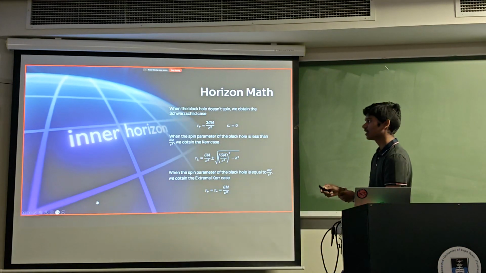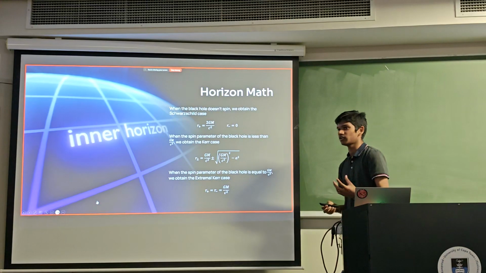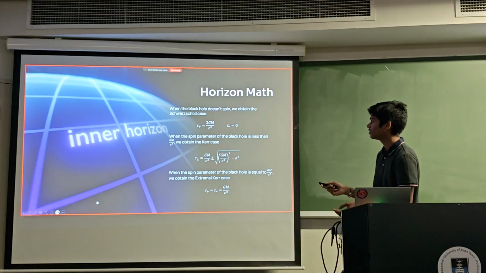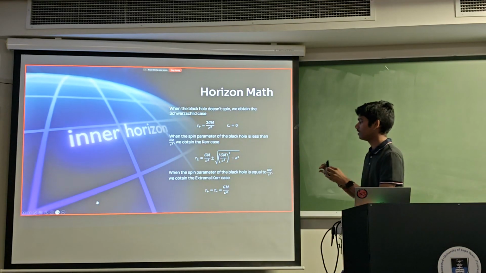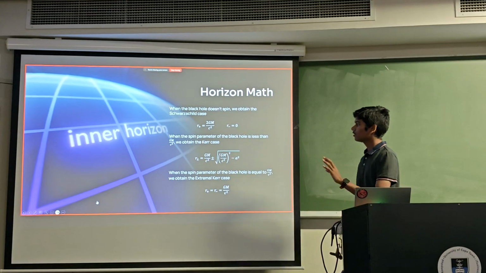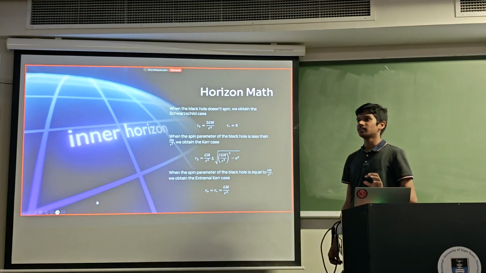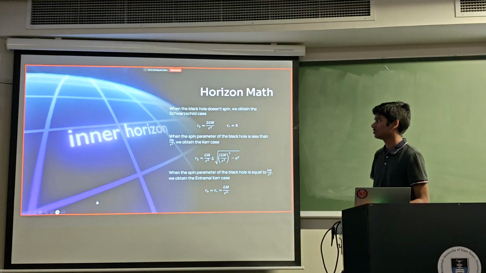Now let's just do some horizon math. You'll notice I mentioned that the outer and inner horizons are defined by pretty much the same equation, and whether you want the outer or inner horizon value depends on whether you put a plus or a minus before the square root. Now, I mentioned earlier that you can use the Kerr solution to get the Schwarzschild solution again.